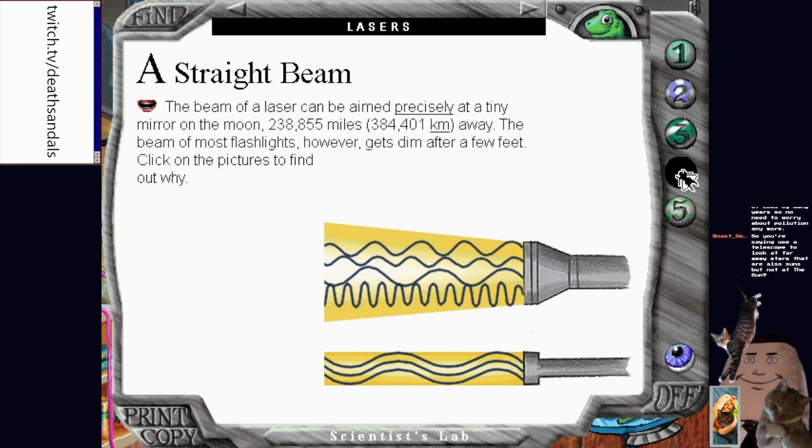The beam of a laser can be aimed precisely at a tiny mirror on the moon. 238,855 miles, 384,401 kilometers away. The wave of most flashlights, however, gets dim after a few feet. A torch beam is like a wide wave, and it gets tighter as you click on the picture, and then it becomes a laser.